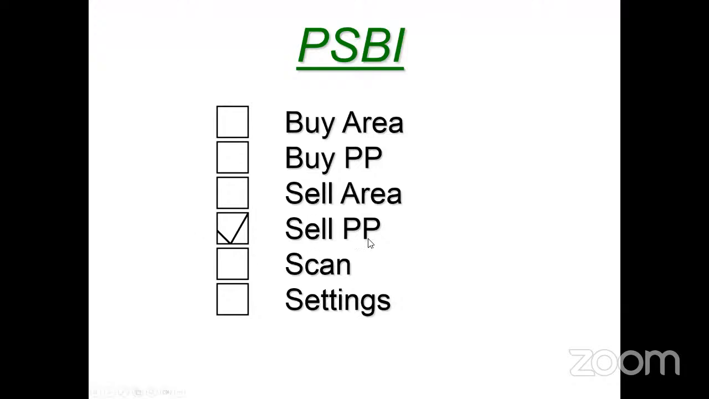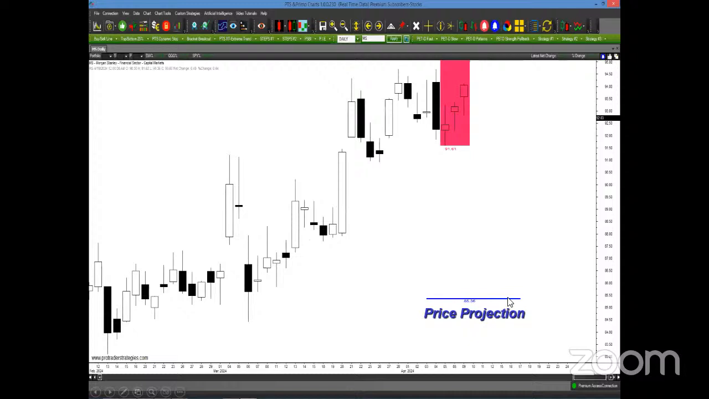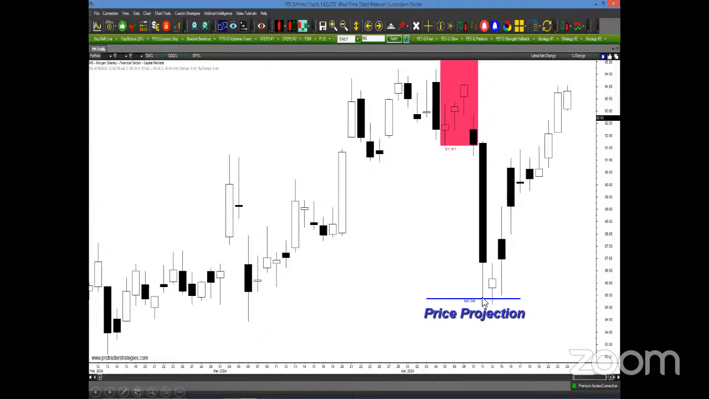sell price projection, and it would automatically appear down here. Now, this is a good ways distance down below. So you say to yourself, if it trades at this level, 91.61, I think I'll take this trade. And look what happened. It traded there the next day, and in 1 day, hit the price projection and right back up. Do you see how powerful this tool is?